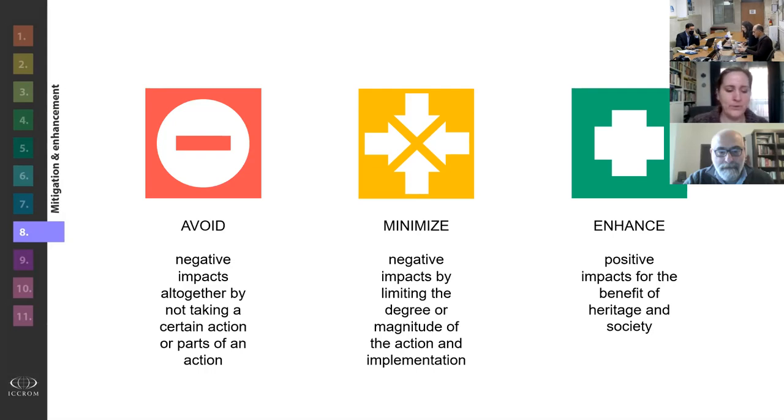Now, examples might be conserving the built heritage, undertaking conservation works. It could be providing economic opportunities for the local community, if that's appropriate. It could be that you undertake adaptations to climate change to help prevent future problems arising. There's many ways that we can try to contribute.